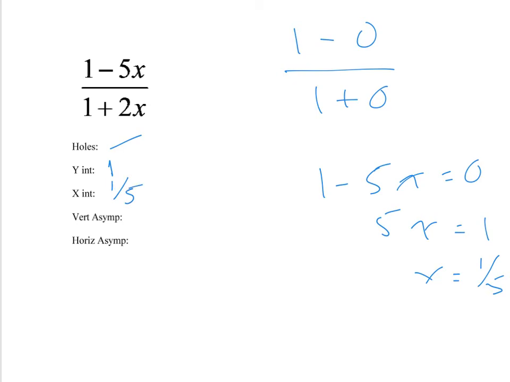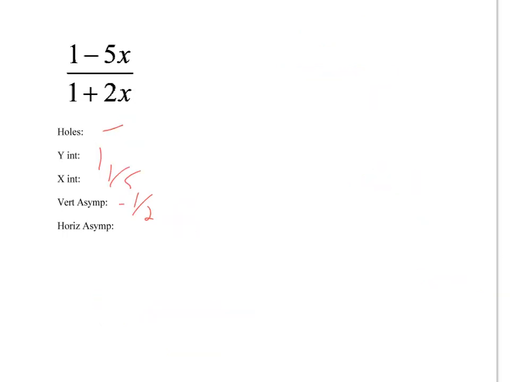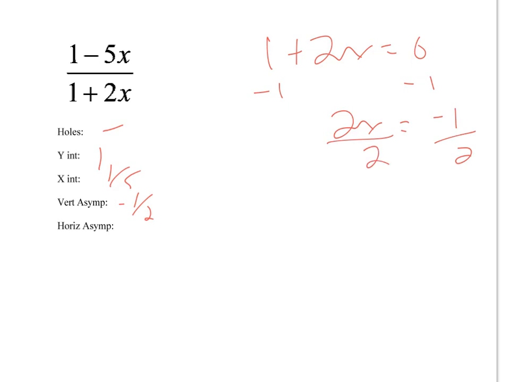To find my vertical asymptote, I'm going to let my denominator be 0. So I'll do this in red, 1 plus 2x is equal to 0. To solve that for x, I'm going to subtract the 1, divide by 2, x equals -1/2. So my vertical asymptote is -1/2. Okay, let's just review how I found my vertical asymptote one more time. I let 1 plus 2x equal 0. So I'm going to subtract the 1. So 2x is equal to -1 divided by 2 divided by 2. There's my -1/2.